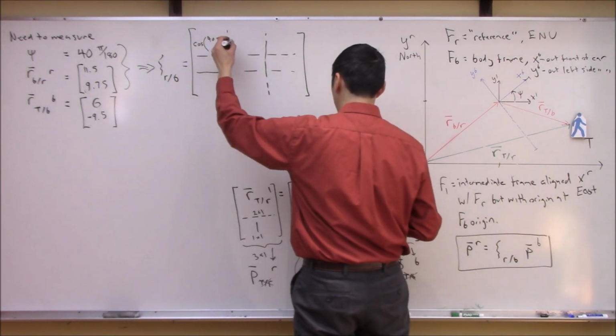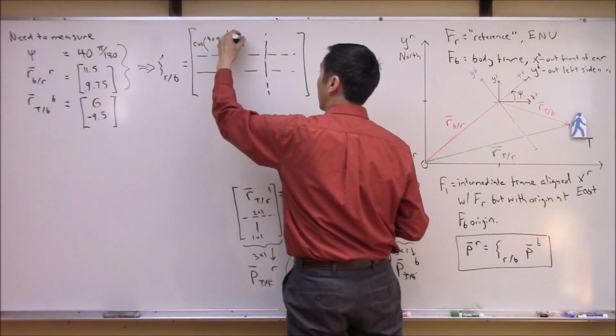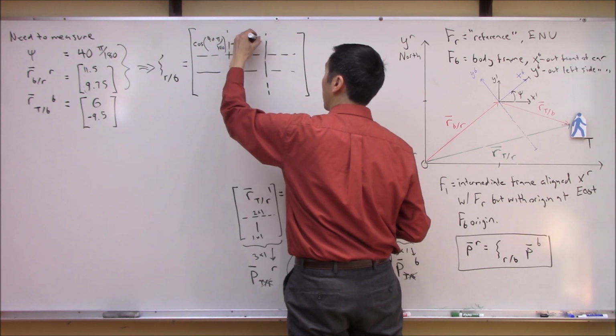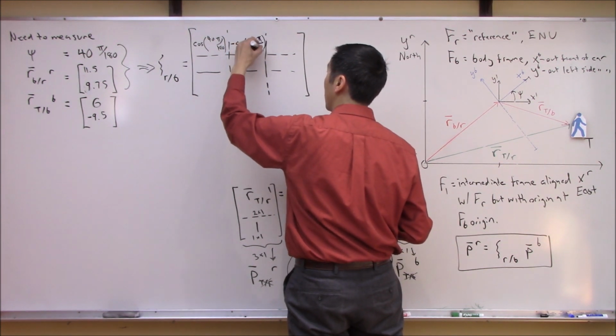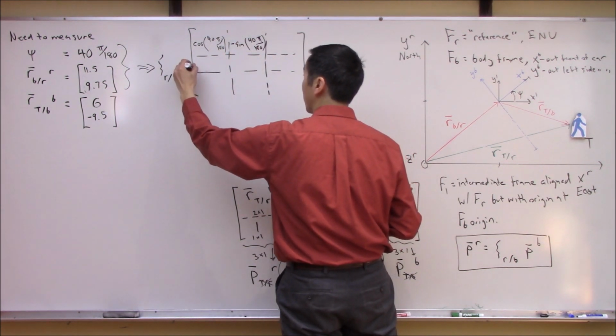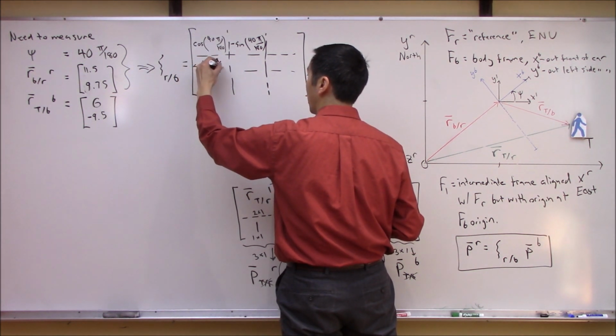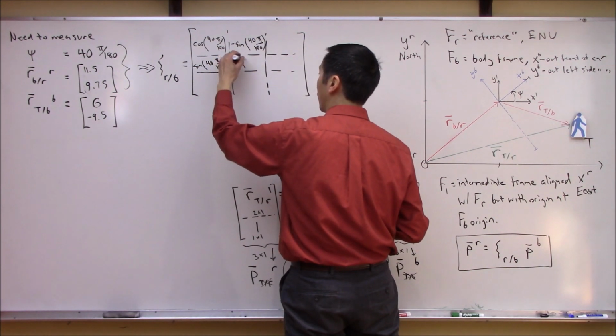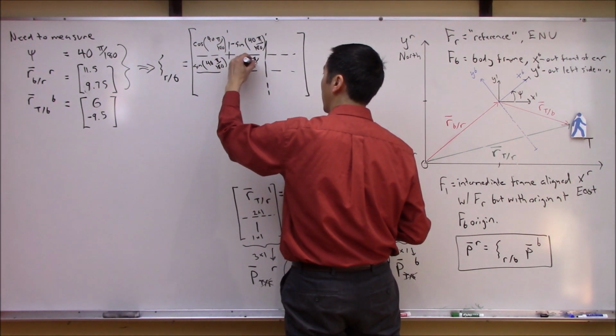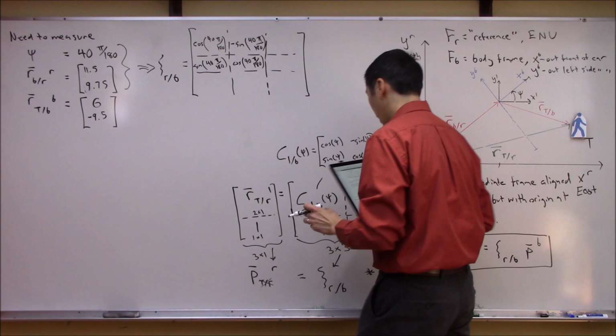So this should be negative sine of 40 times pi over 180, okay? And let's finish this guy off. So this should be positive sine of 40 times pi over 180, and then cosine of 40 times pi over 180. Okay, great. That's this first entry.